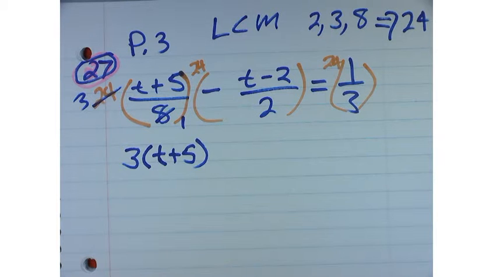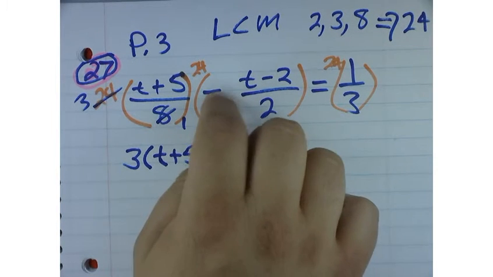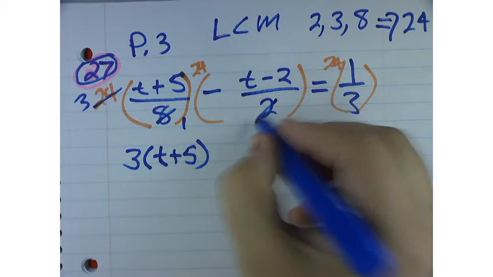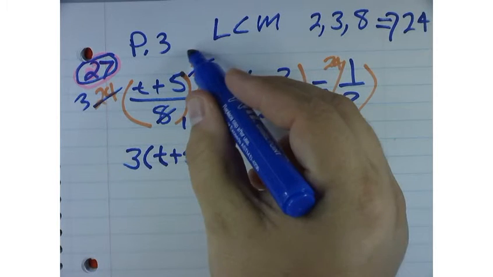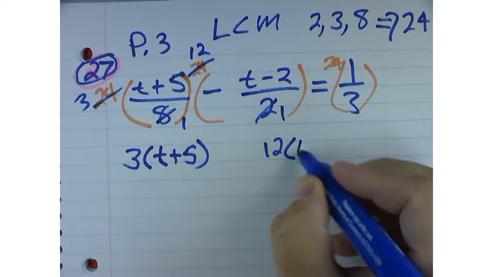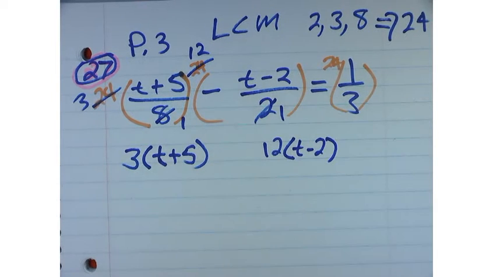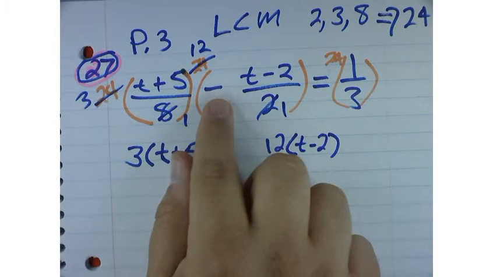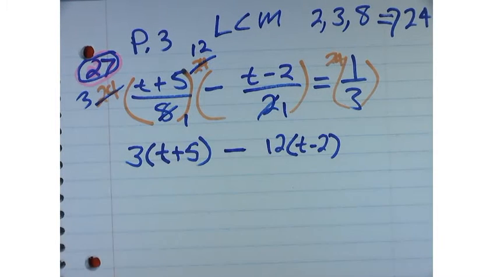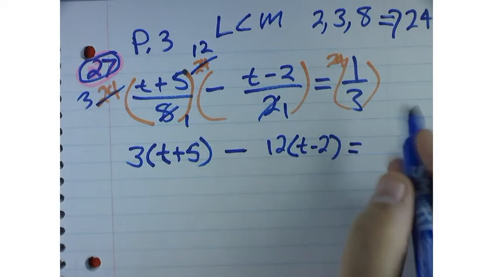Now this next one is a tricky one. 24 divided by 2 is 12, right? Because if I divide this by 2, it becomes 1, and if I divide this by 2, it becomes 12. So I have 12 times the quantity (t minus 2). But we have to be careful with this negative sign. We can't forget it. Okay? So technically there's a negative 12, and that's equal to 24 divided by 3, which is just 8.